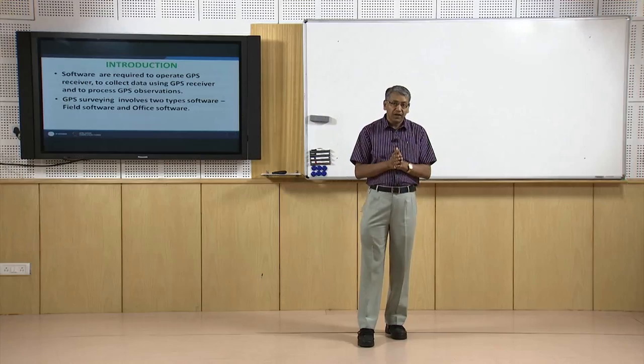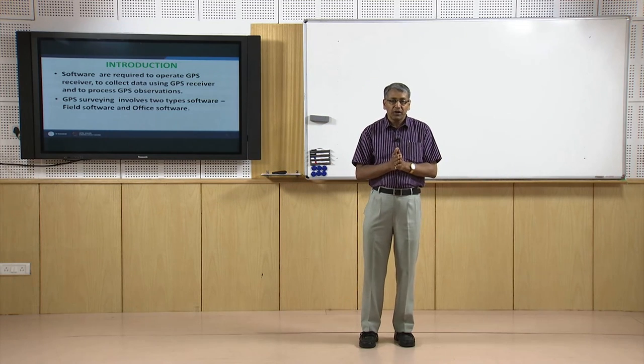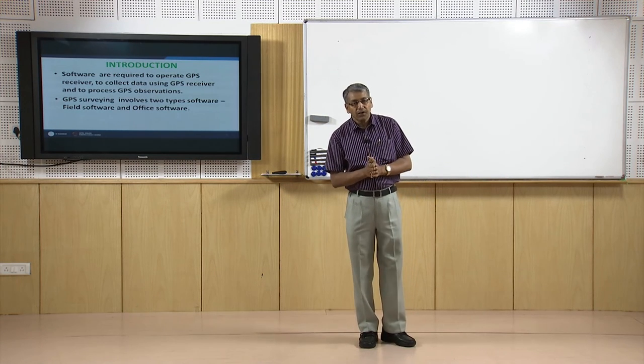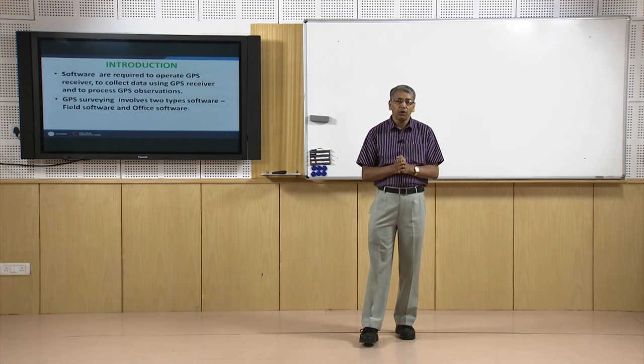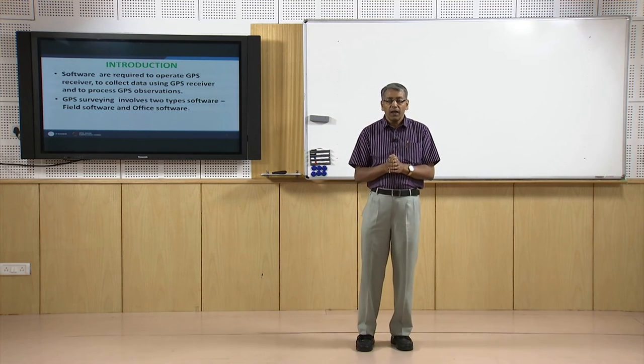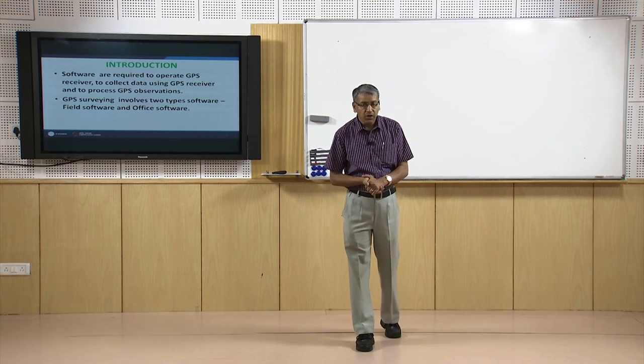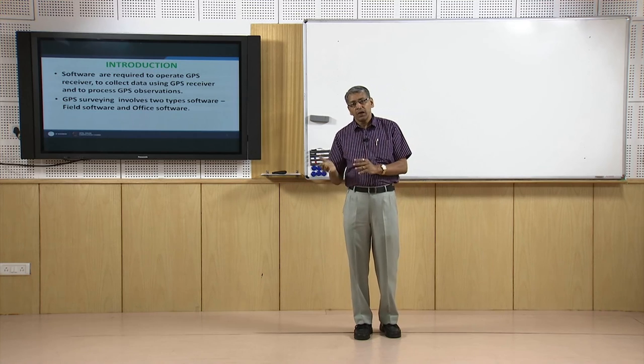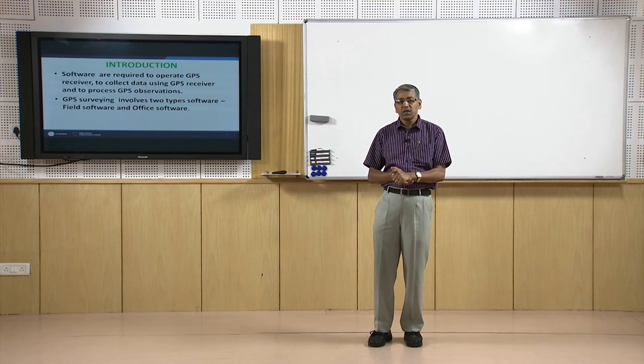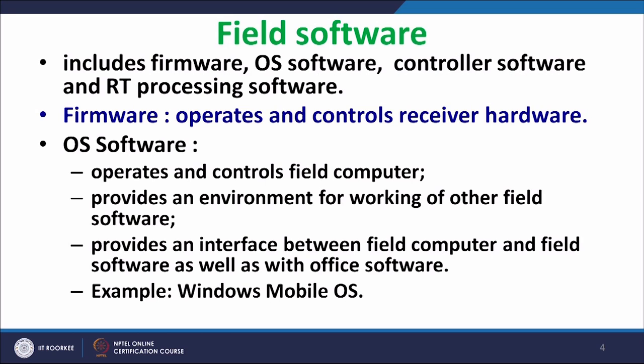Now, within the field computer, these field softwares get installed to carry out all activities in the field, and the office softwares get installed in the office computer to carry out mostly the processing part of GPS surveying. As I told you, the field software primarily consists of four types, that is the firmware, then the operating system software, then the controller software and the real time processing software.